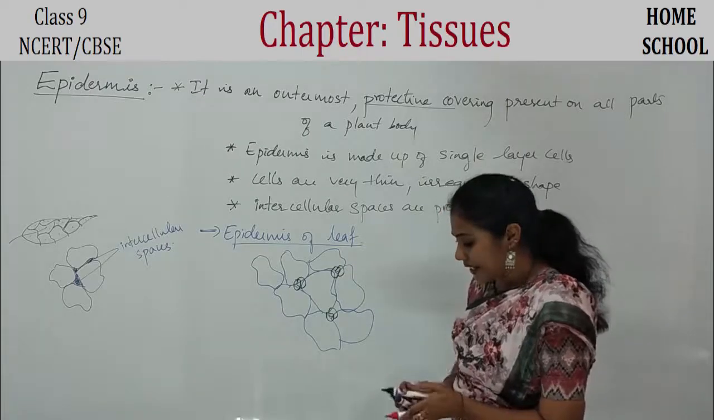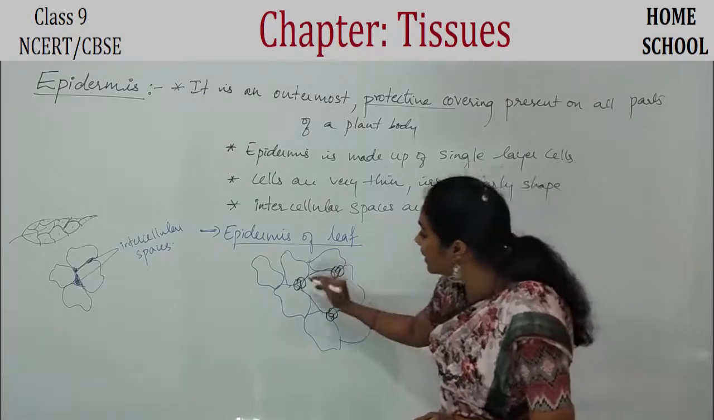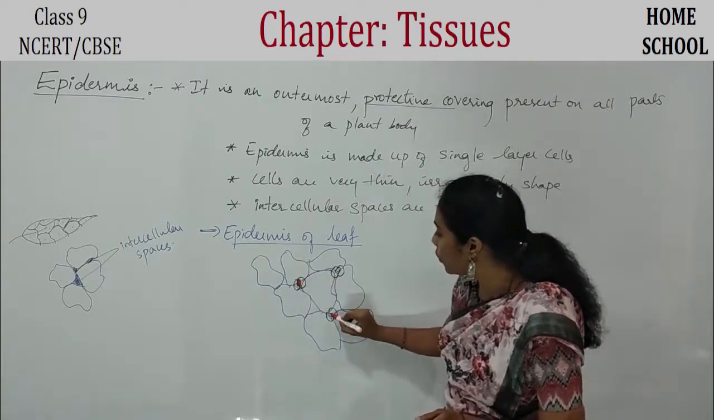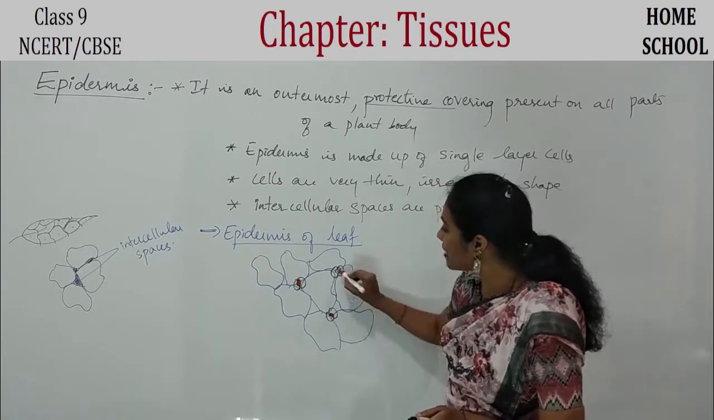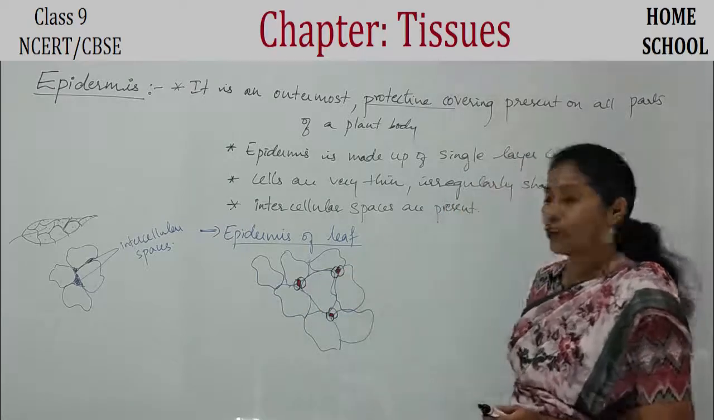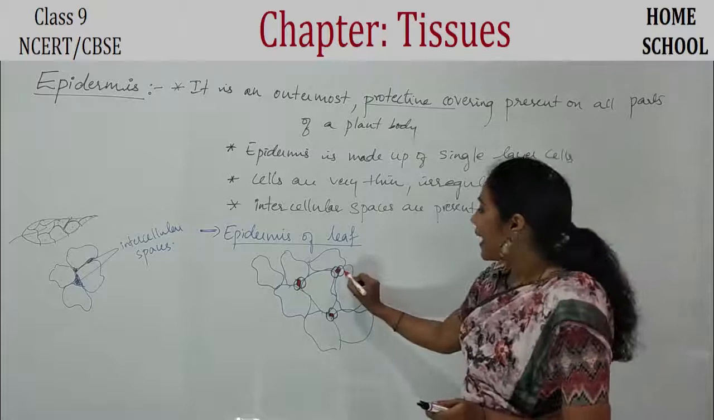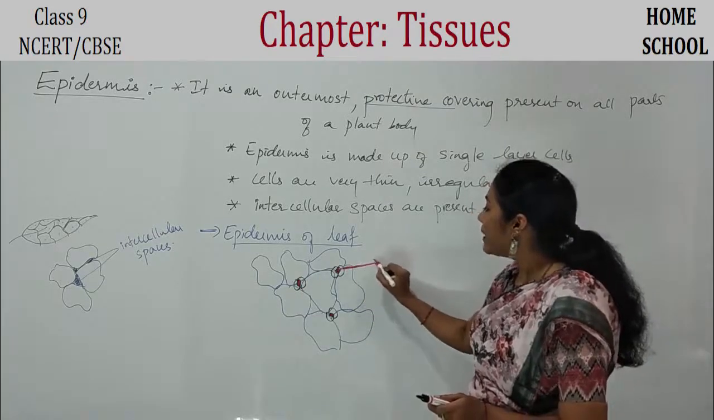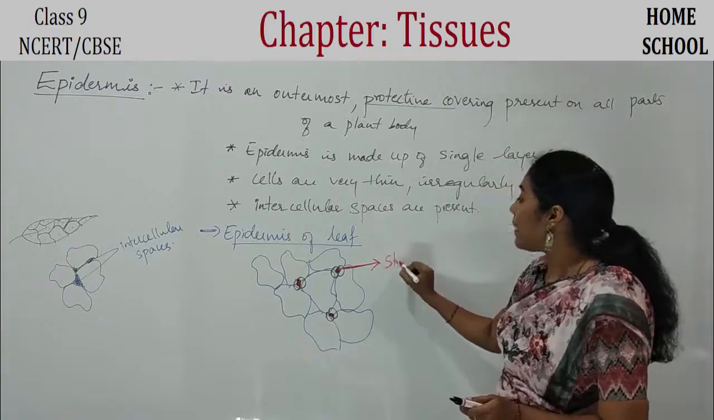And you see, there is a small hole. This is a small hole. That hole is surrounded by these structures, the black colored structures that I have drawn. These small holes are there, no? They are called as stomata.